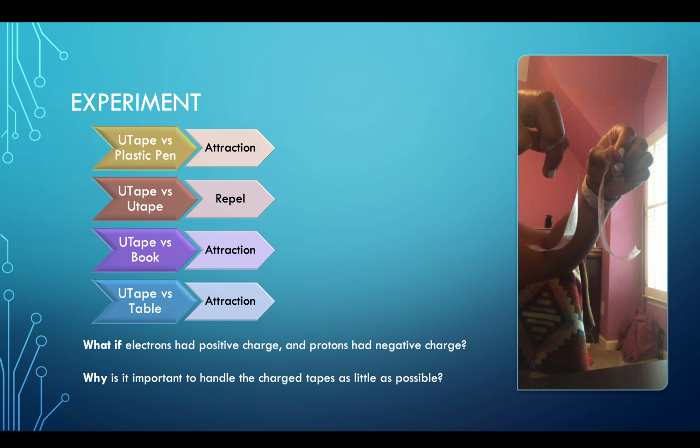So I hypothesized that the two U-tapes would have the same charge and therefore would repel each other. And I was correct. I did the experiment, and when I brought the two U-tapes close to each other, they seemed to repel each other, moving away from each other. I also observed the interactions of the U-tape with neutral objects, a table and a book, and the U-tape was attracted to both the book and the table.